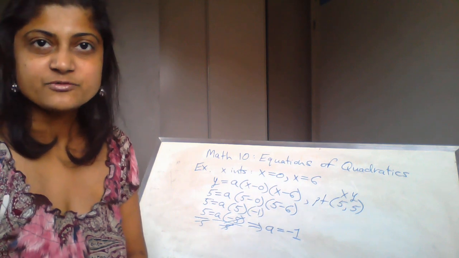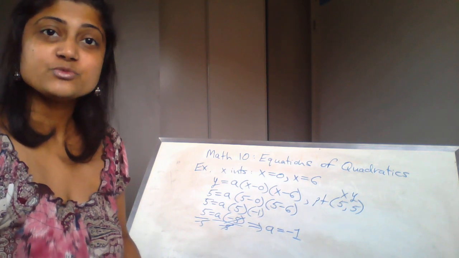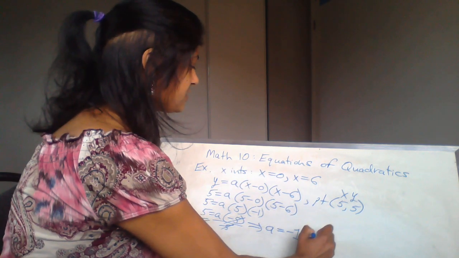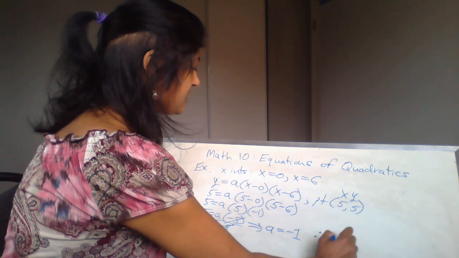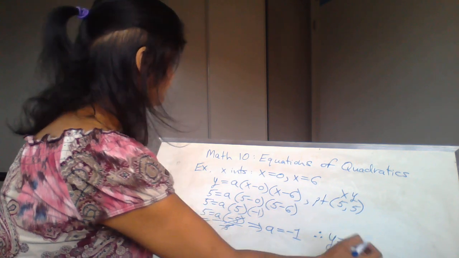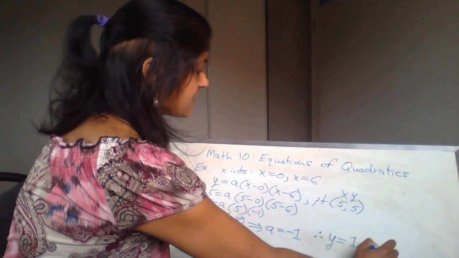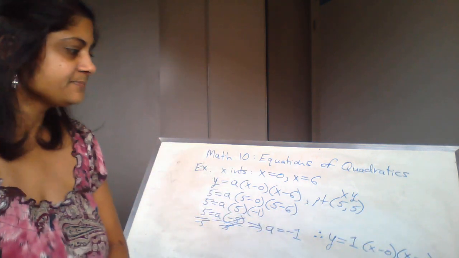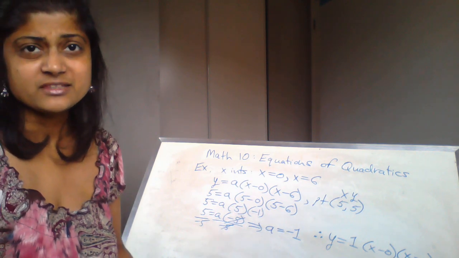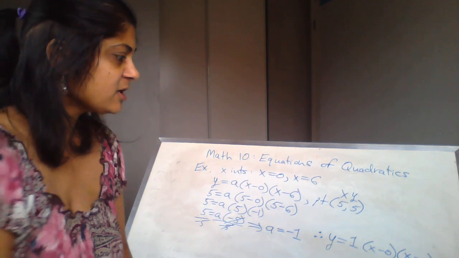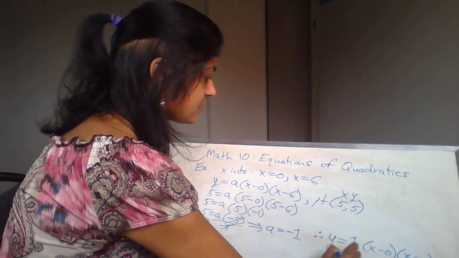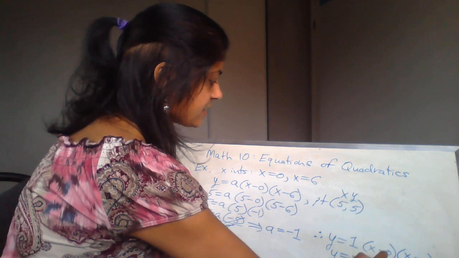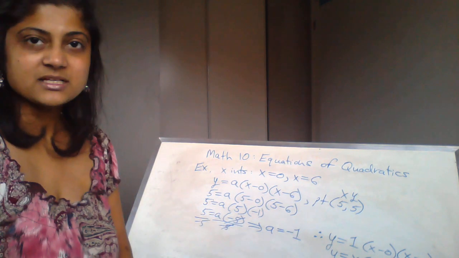Okay, and remember after you find the value of a, make sure you restate your equation. So let's write it on this side. So therefore, my equation is y equals negative 1, and then x minus 0, and then x minus 6. Okay, I don't even have to actually write the 0 here. If I want, I can just write it like this, y equals negative 1 times x, and then x minus 6, which is basically the same thing.